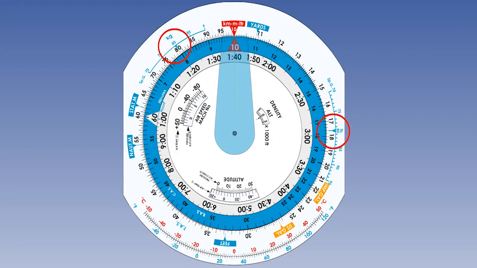Blue indices against kg and lb labels on the outer scale, representing kilograms and pounds, allow weight conversions to be made. To illustrate, here's an example. Convert 2,700 pounds into kilograms.